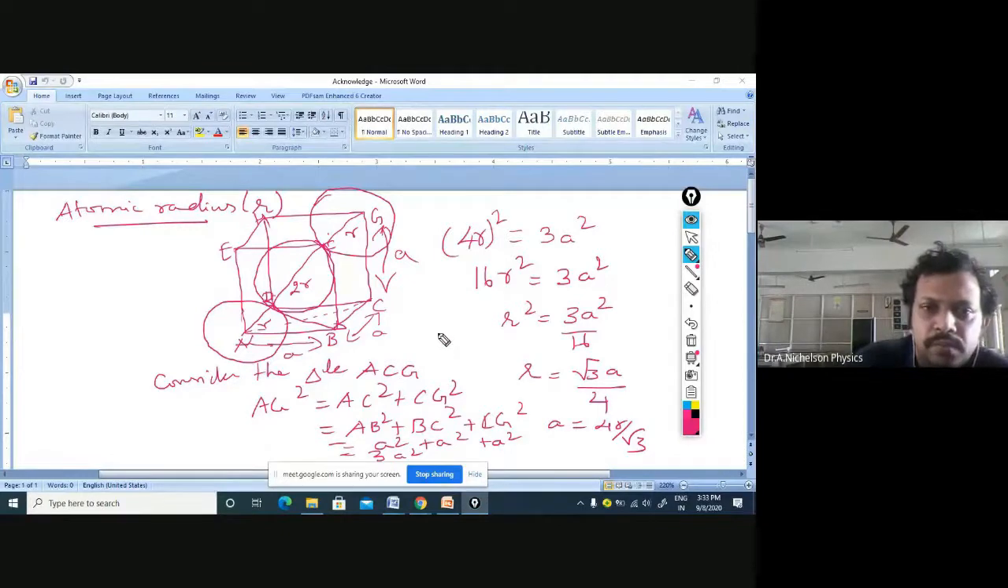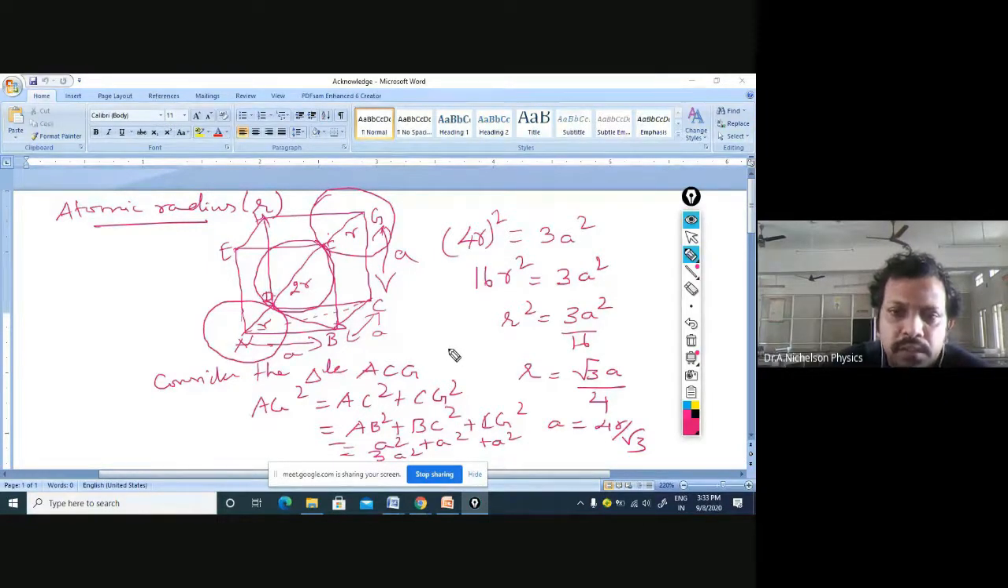So first of all, you have to find the value for this particular triangle ACG using the Pythagoras theorem. Then AC is again the hypotenuse of another right angle triangle, so again you have to apply that same theorem: AB square plus BC square. You know the values for AB, BC and CG. You just apply here: 3a square is equal to AG square, which is nothing but the square of this value, 4r square, and then the mathematical steps. So finally a is equal to 4r by root 3. So this is the atomic radius.